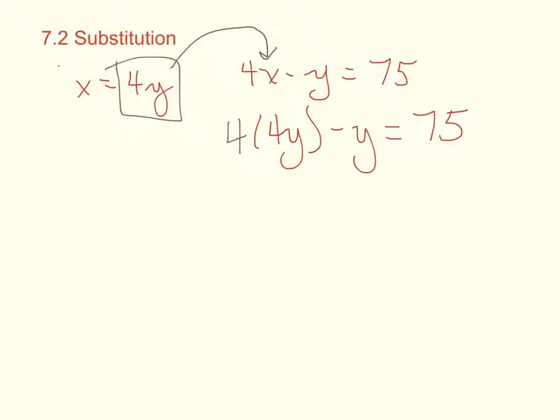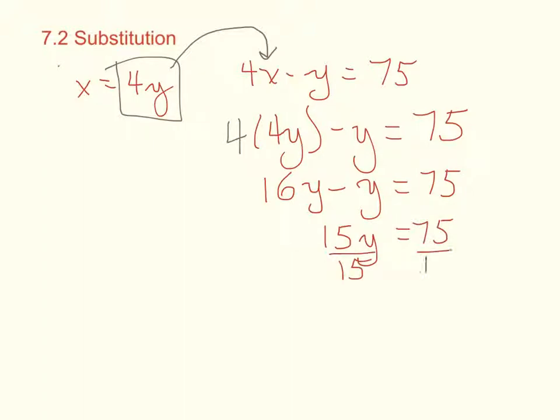And then go ahead and simplify and combine like terms. So 4 times 4 is 16. So we have 16y minus y is equal to 75. 16y minus 1y would be 15y is equal to 75. And if we divide both sides by 15, we would find out that y is equal to 5. Okay, so once again, since x is equal to 4y, we substituted 4y for x right here into this equation, and then we were able to solve for y.